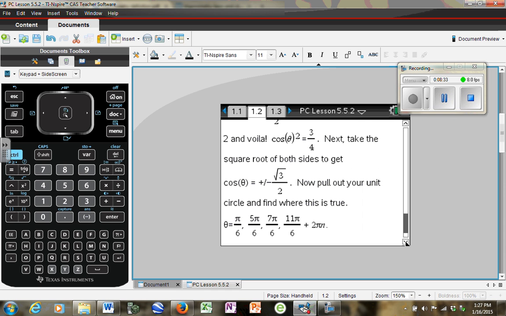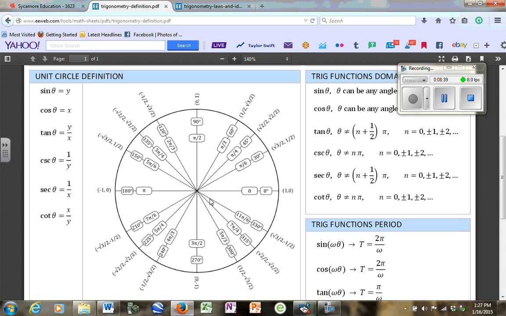All those places. Pi over 6, 5 pi over 6, 7 pi over 6, 11 pi over 6, and then every time I go around the circle again. Let's look at that again. Right there, right there, right there, and right there.